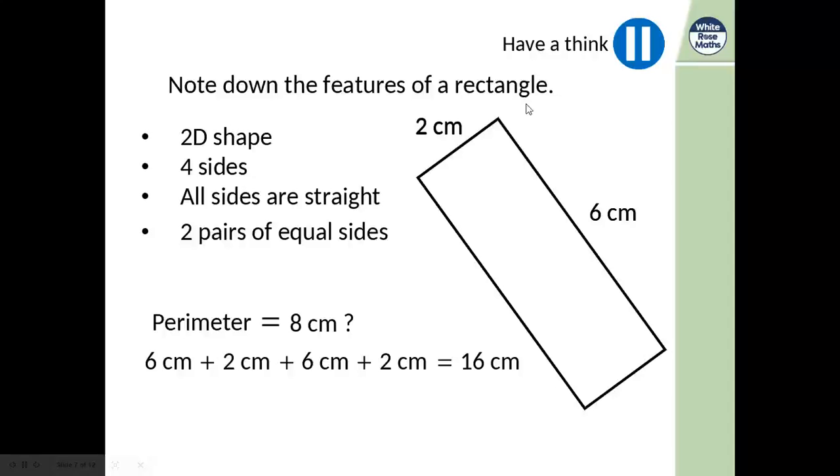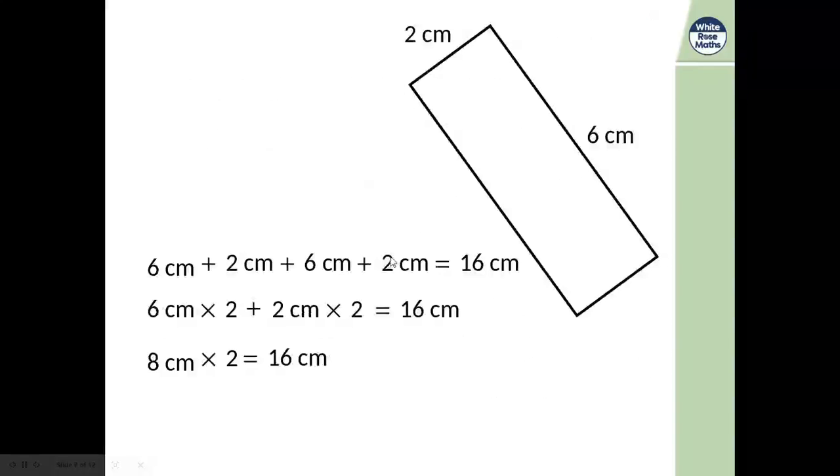If I know that my width is 2 centimeters, I will know that my width on the other side is also 2. That means I should have added up these sides, and I would have got 16 centimeters as a perimeter of this rectangle. Now, that is one way of figuring out the perimeter.